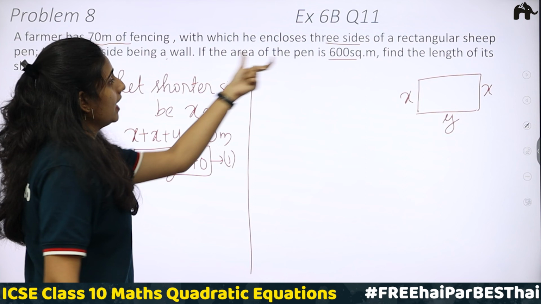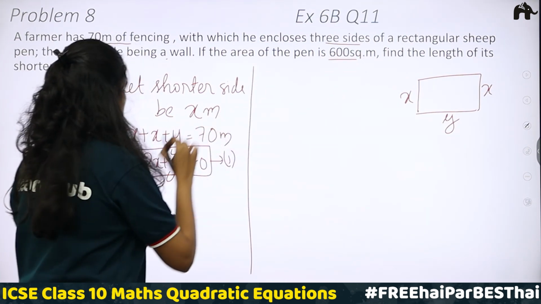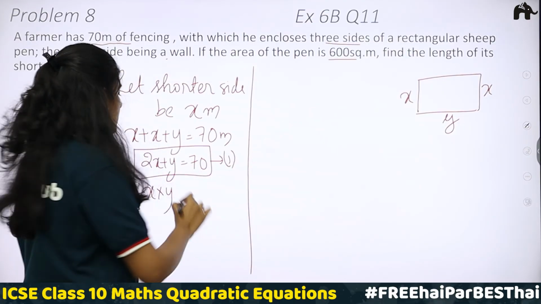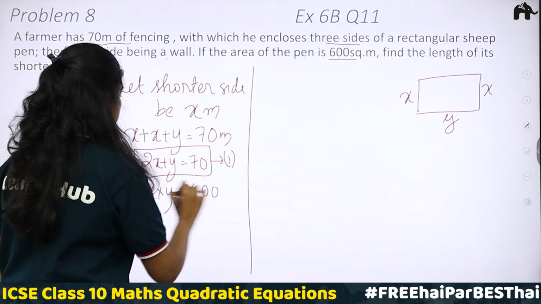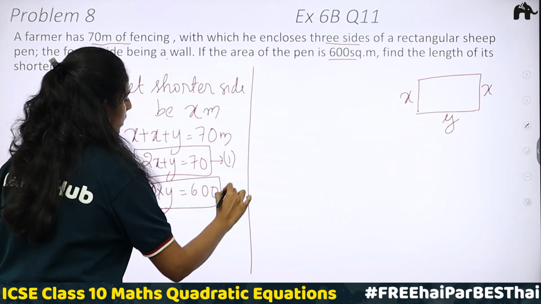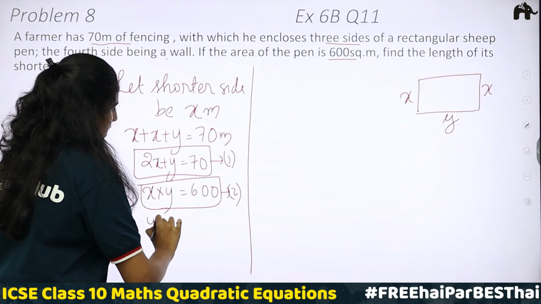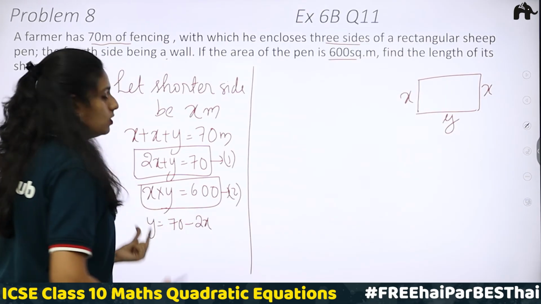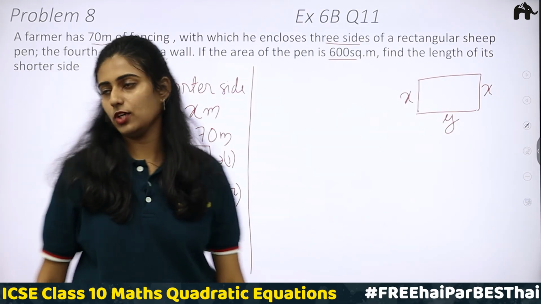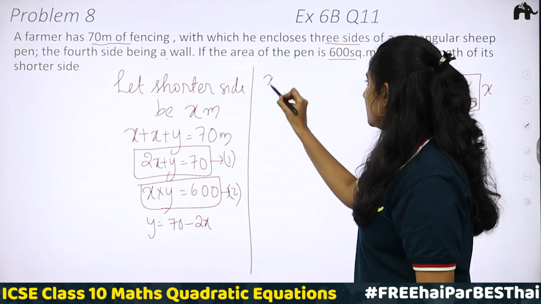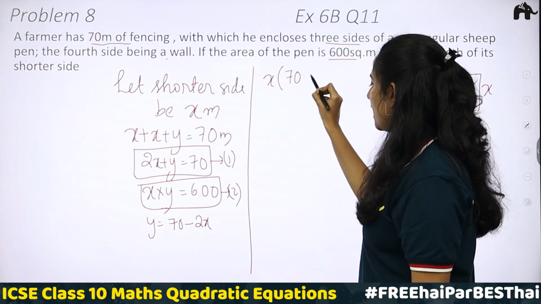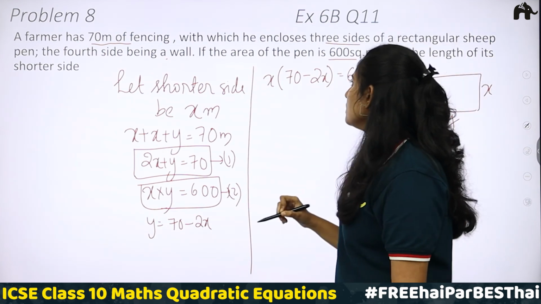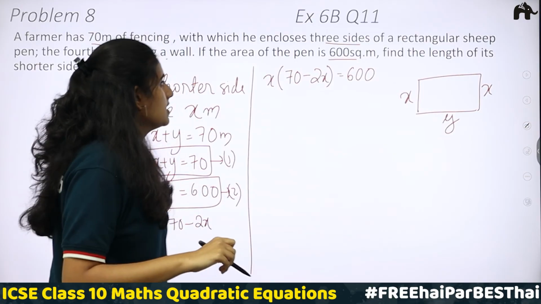Now given that the area is 600 square meter, from which we can write x into y, length into breadth. This is a rectangle, therefore length into breadth is equal to 600. This is our second equation. From the first equation, we will be having y is equal to 70 minus 2x. We are going to substitute this value of y in the second equation. That is x into 70 minus 2x is equal to 600.